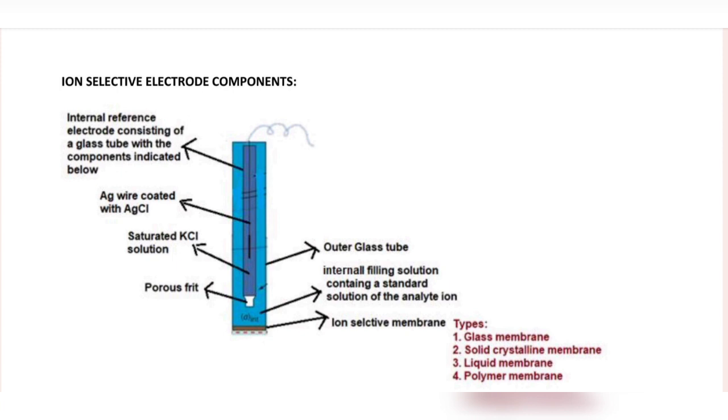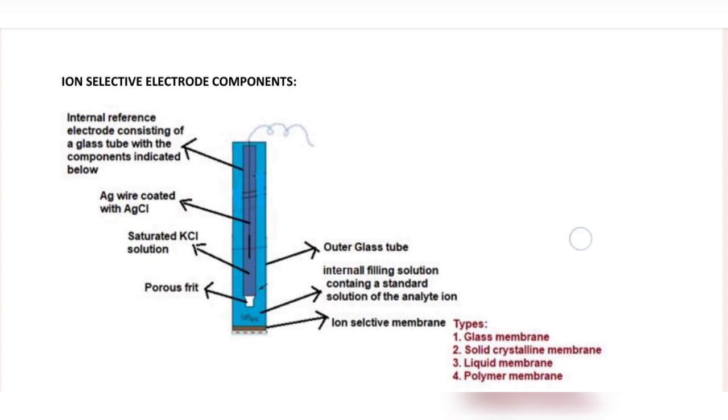In addition to that internal reference electrode, there is a large outer glass tube in the ion selective electrode. The outer glass tube is filled with the internal filling solution containing a standard solution of the analyte. So inside the large glass tube, there is a standard solution of the analyte ion, similar to the analyte solution. And at the bottom of the outer glass tube, there is an ion selective membrane. That's the name, ion selective electrode.